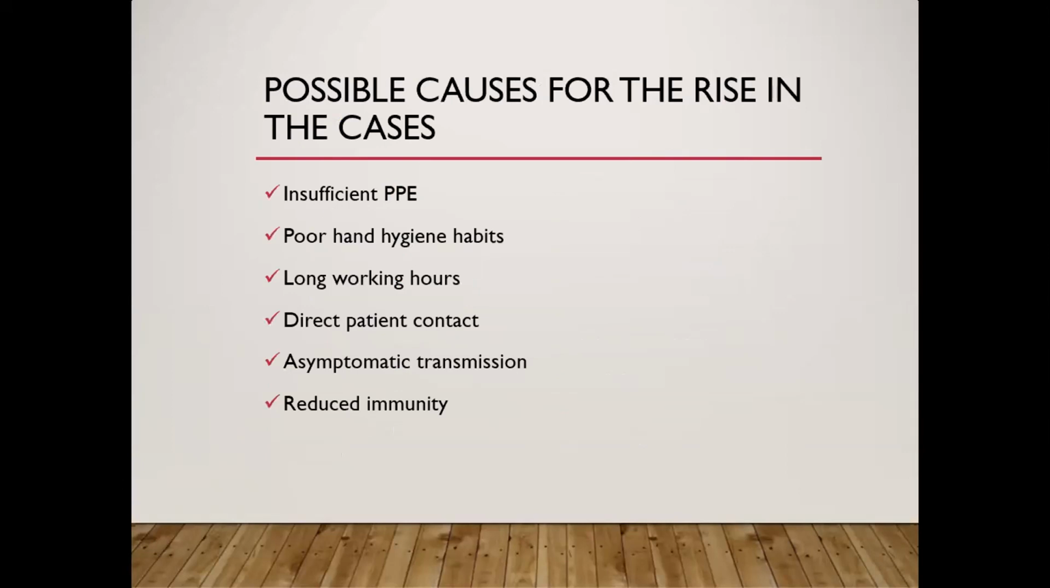So when we're now doing our analysis, we found out that the possible causes for the rise in the cases were insufficient personal protective equipment, poor hand hygiene habits, long working hours, direct patient contact, also asymptomatic transmission, and reduced immunity. So generally, insufficient personal protective equipment is a domestic as well as a global problem. That's putting healthcare workers and patients at risk of contracting COVID-19 while caring for the patients.